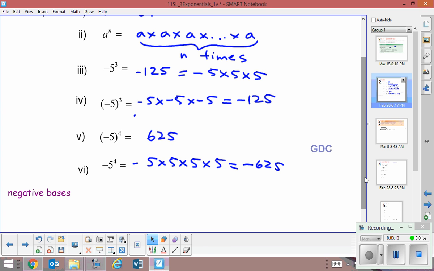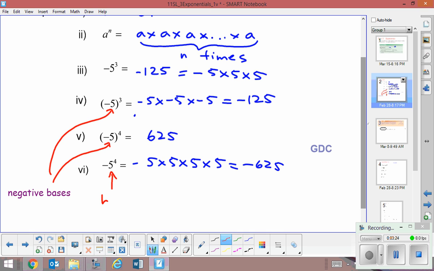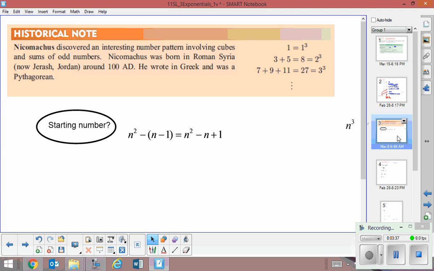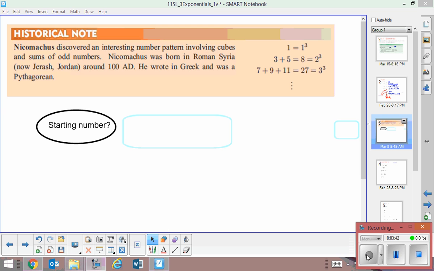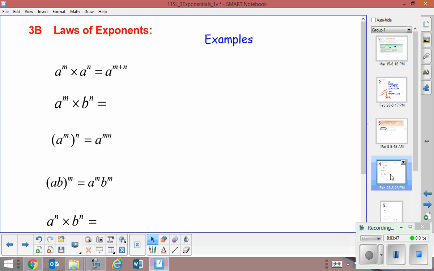In this case, remember we're talking about an exponent and a base. Here we have a negative base. This is a negative base, whereas in this one our base is positive. This next example here, we're going to leave that one and come back to it in class time and work through that together. In 3B, we go through all these basic rules.